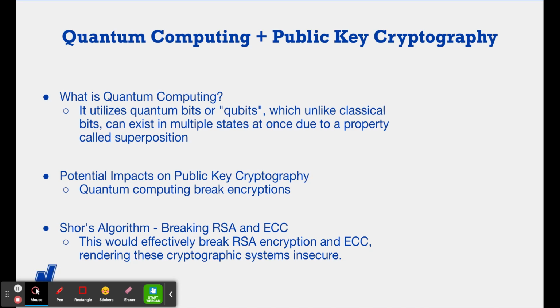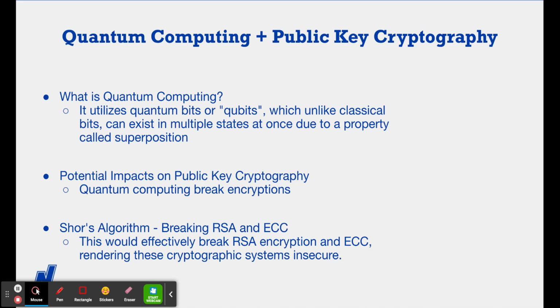So, what are some potential impacts on public key encryption? The unique properties of quantum computing pose significant threats to the current public key encryption system. Public key encryption, including RSA and ECC, heavily relies on the difficulty of certain mathematical problems: factoring large composite integers and solving discrete logarithms, respectively. Classical computers cannot solve these problems effectively, but quantum computers have the potential to disrupt this.